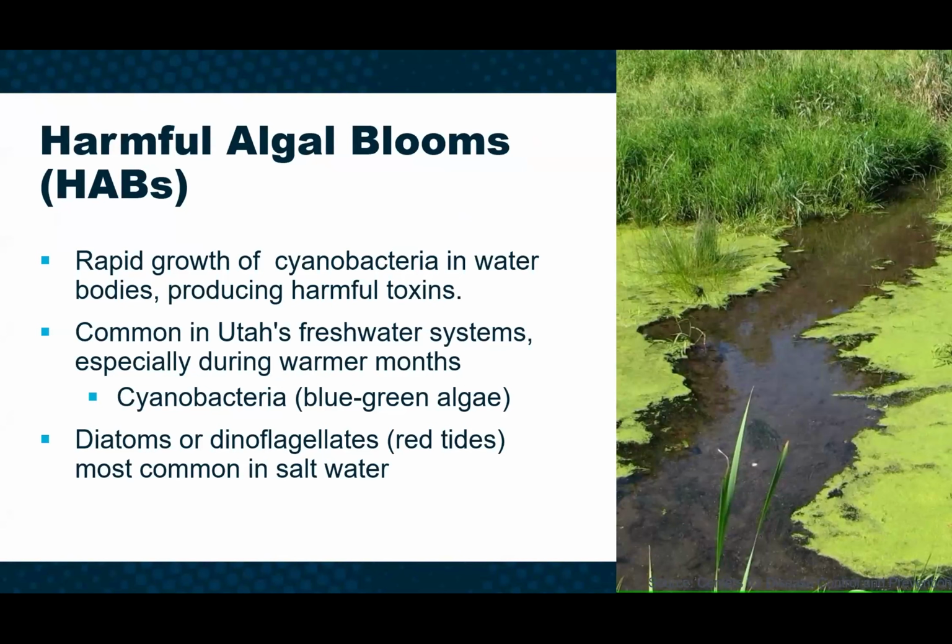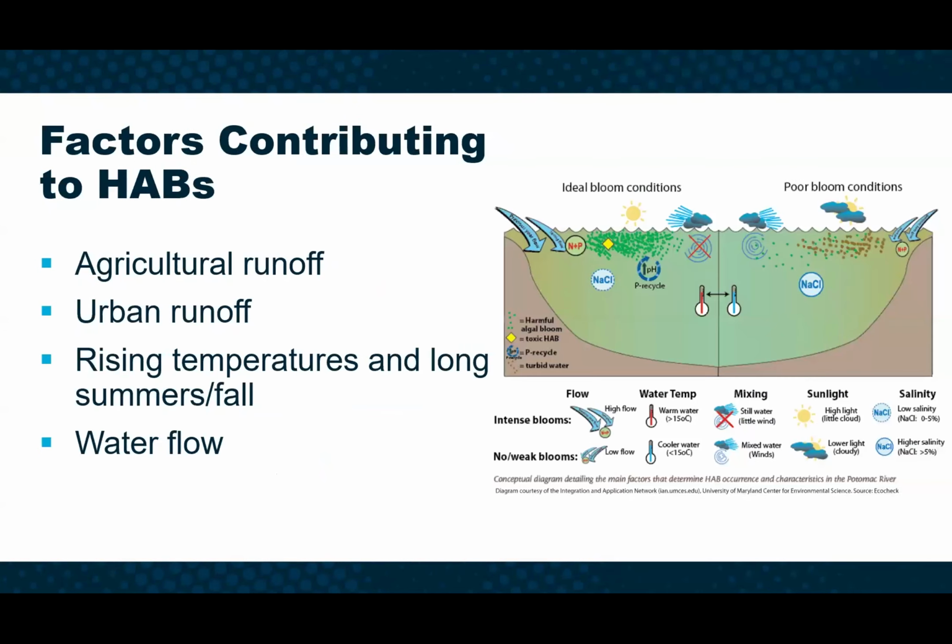We can also have algae blooms that grow exponentially that don't produce toxins, and they can reduce the content of oxygen in the water and kill fish. However, those are not toxic to humans. In this presentation, I'm going to be focusing more on the harmful algae blooms, the ones that do produce the toxins. So what is the cause of these harmful algae blooms?